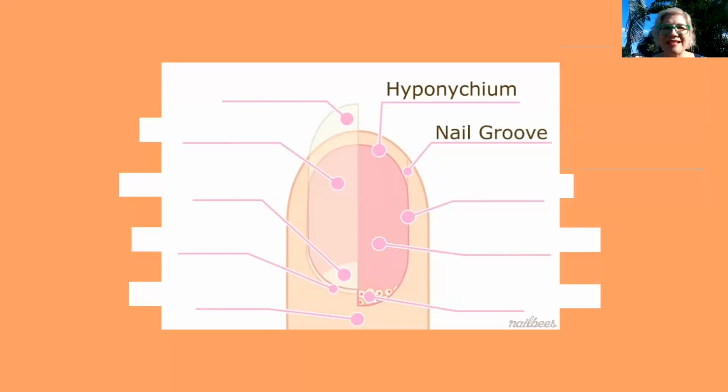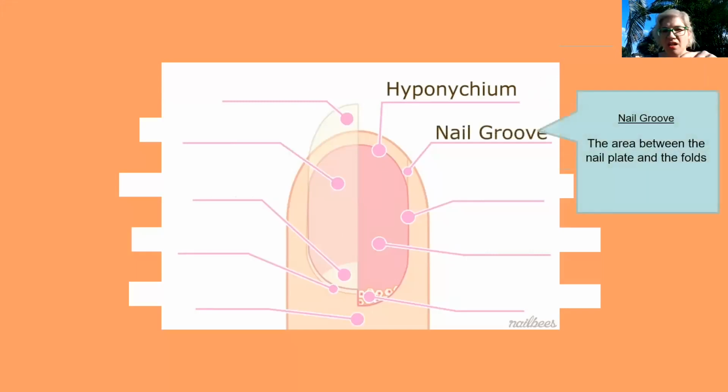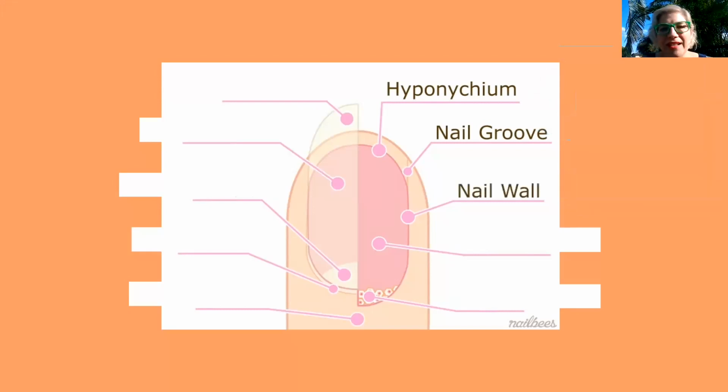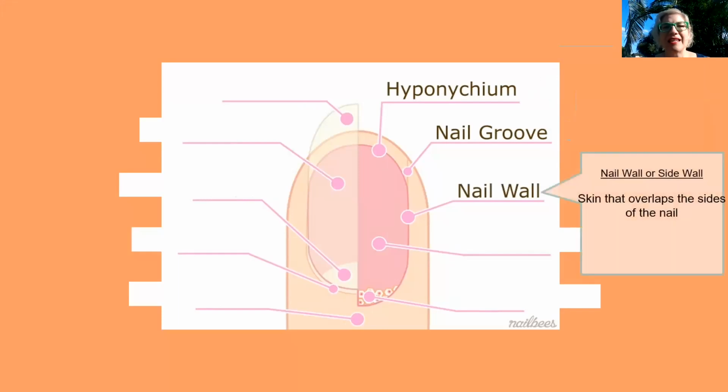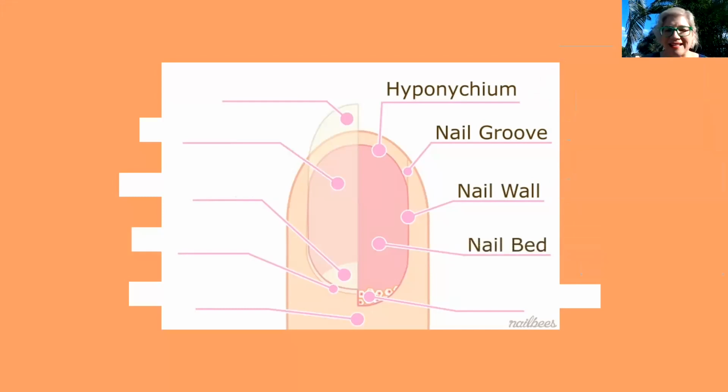The next one is the nail groove, like groove is in the heart, right? So this is the area between the nail plate, which is this guy right here, and this fold of skin here. So it's that actual groove next to your nail. That is your nail groove, okay? Seems obvious. Then you have your nail wall. The nail wall is also known as the side wall. It's the skin next to the groove here that overlaps the sides of the nail, hence the side wall, the nail wall, okay?